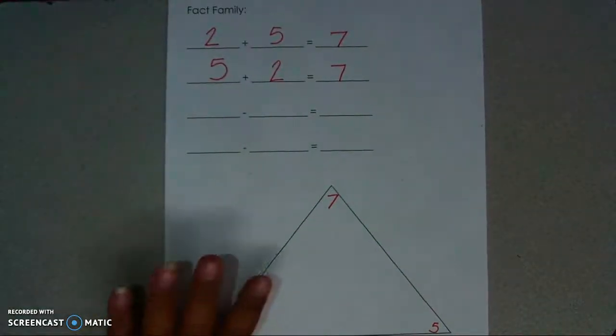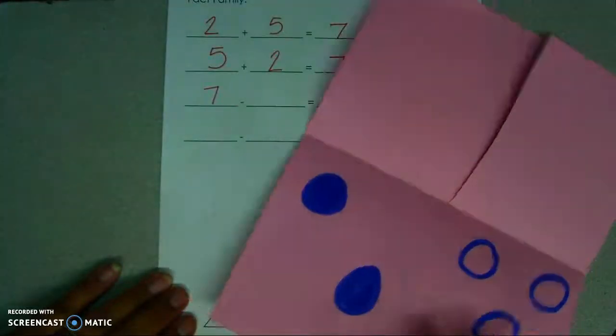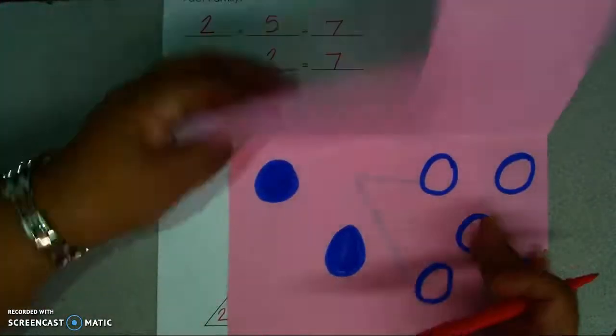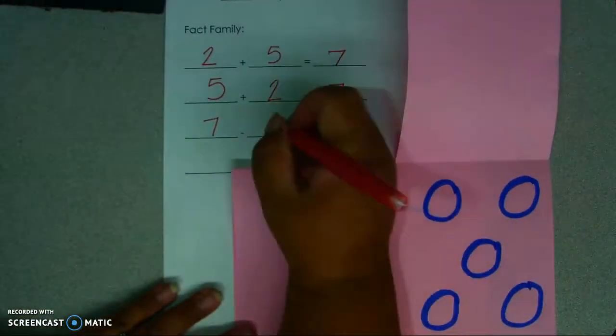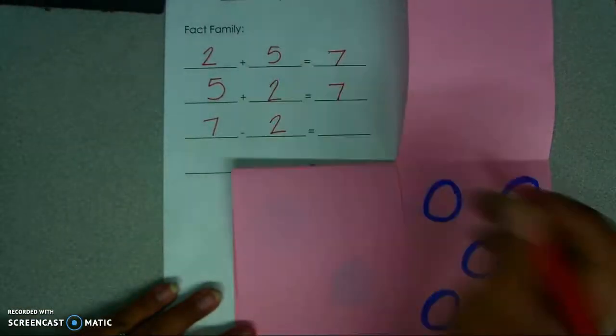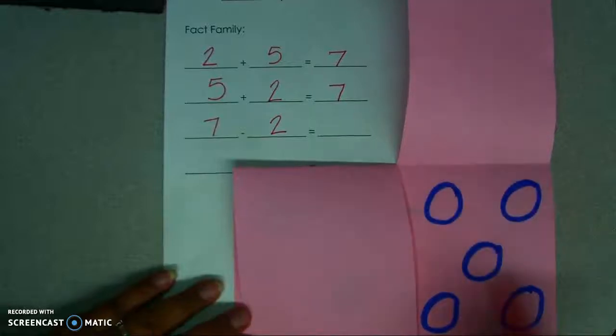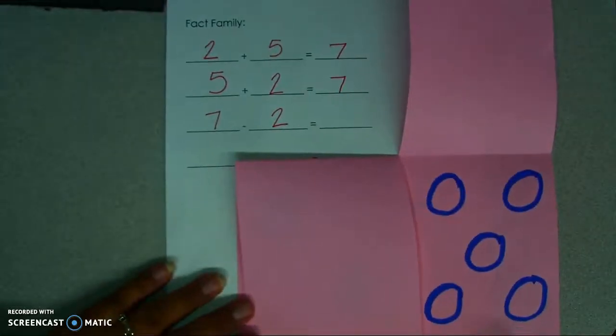So now we're going to come up with subtraction problems, right? So how many did I make? I made 7. Let's see. And what if I wanted to take some away? What if I took away the dark dots? How many dark dots did I have? Yep, I had 2. And how many were left? How many did you see? Yep.